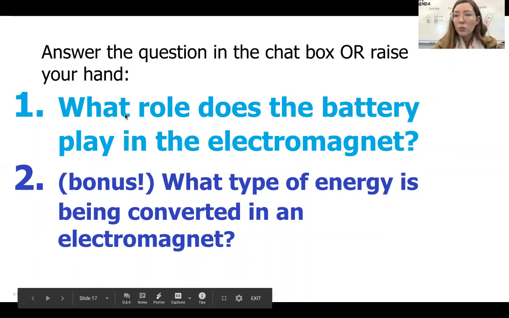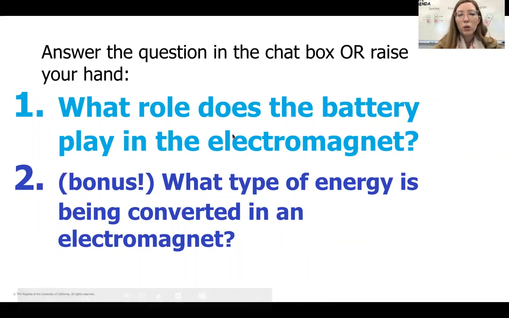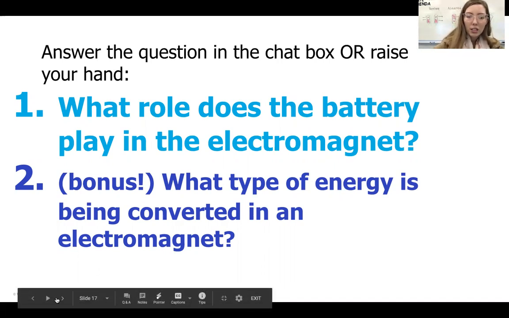After you watch a video like that, I want to encourage you to think about what the roles are of each of the different aspects or materials used in the experiment. What was the role of the battery? And what type of energy was converted in the electromagnet, if you choose to watch the video?